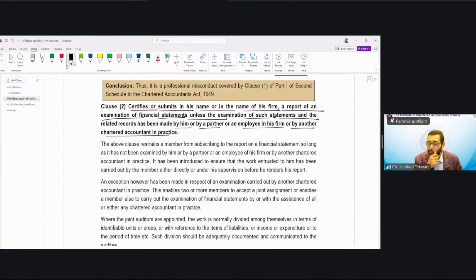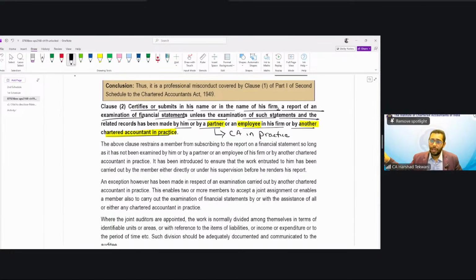So who is allowed, who can verify things on your behalf? Partner, employee, or another CA in practice. Again, when I say partner, if I talk about a CA partner, is it a member or a CA in practice? Can I say a member but not in practice verified the things? Can I include that? No, we discussed that yesterday. Partner for a CA means CA in practice.